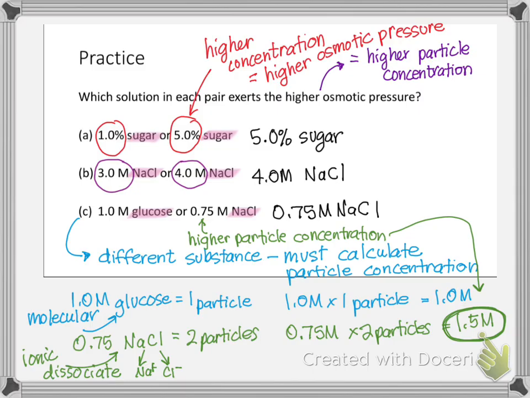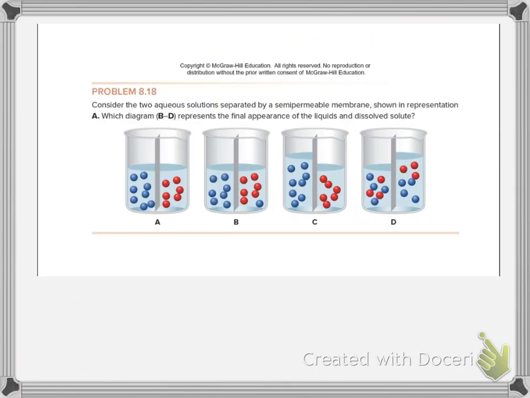Okay, so now we're going to try another example to see how we apply this. This is a problem from your textbook. If you read the question, it says, consider you have two aqueous solutions. That means they're dissolved in water, separated by a semi-permeable membrane. That's the little line between the two in the beaker, shown in representation A.